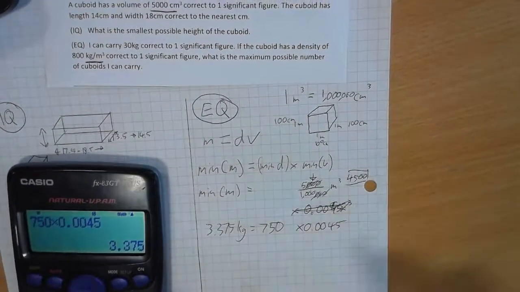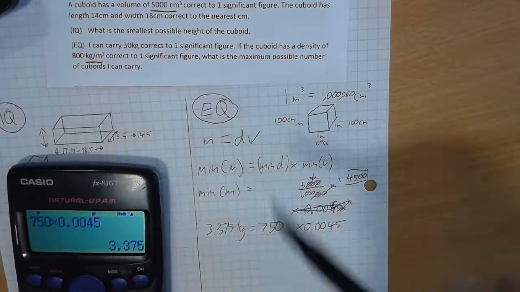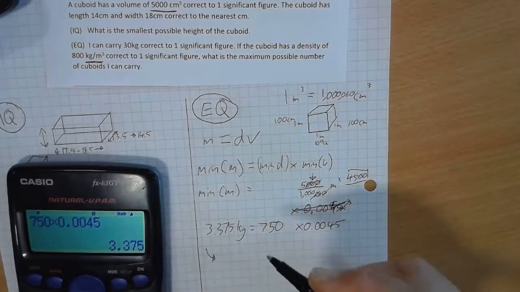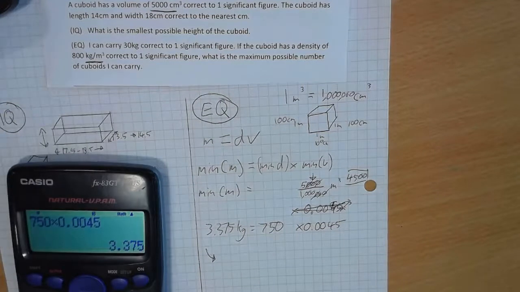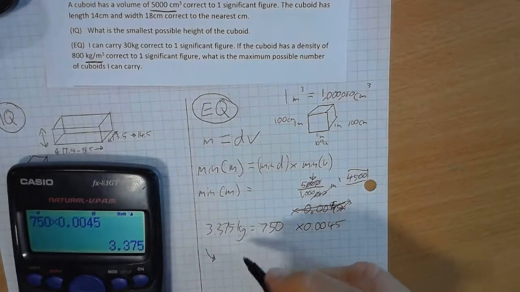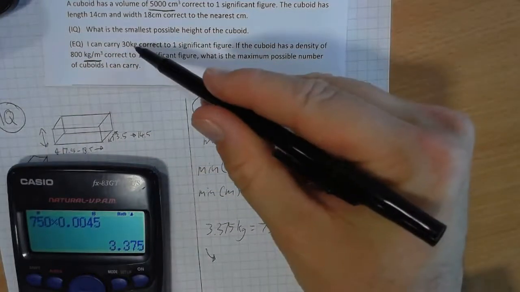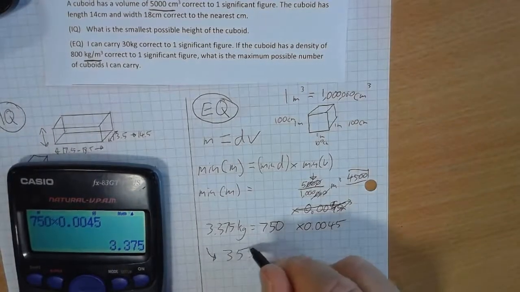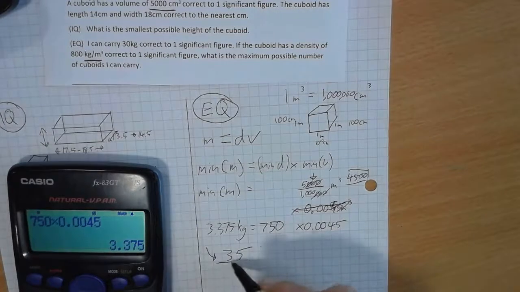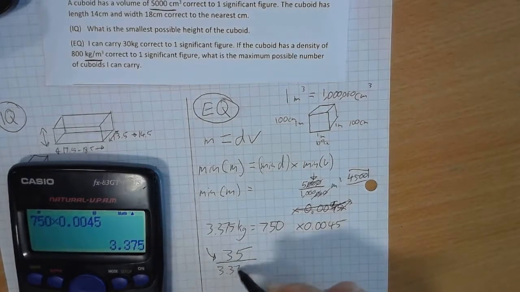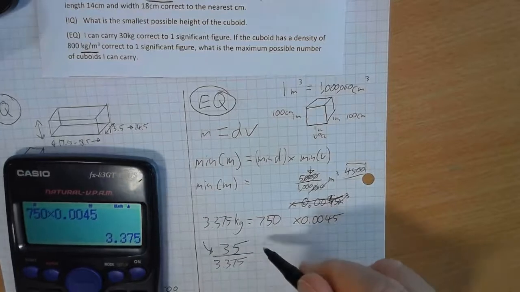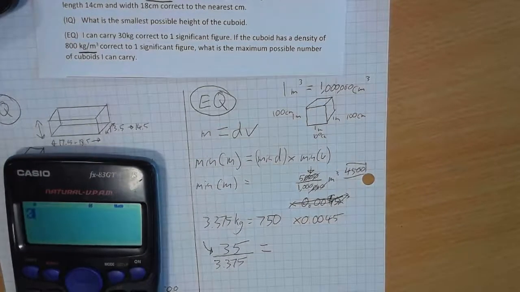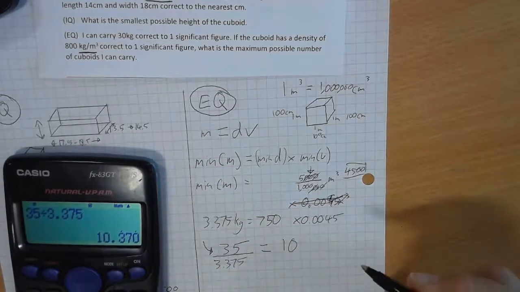So my minimum mass, and I can carry 30 kilograms, correct to one significant figure. So maybe I can carry as much as 35 kilograms, right? So I could carry between 25 and 35. If I want to carry as many as possible, I can carry 35. So how many 3.375s, which is each cuboid, can I carry in 35? That's what you're finding out. So 35 divided by 3.375 gives me 10 and a bit.